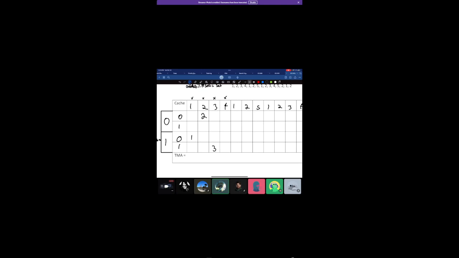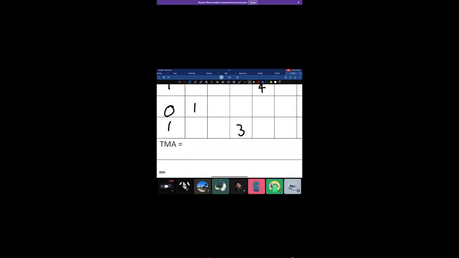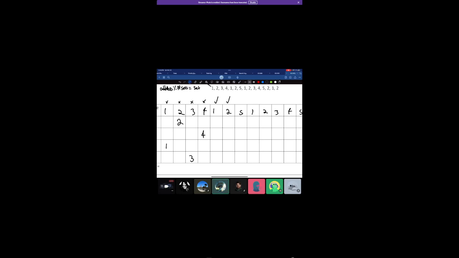4, we get a miss. 4 mod 2 is 0, so the next available position in set 0 is index 1. It goes right there. Then we get another 1, but that's a hit because we go to set 1 and check if 1 is in there. It is, so it's a hit. 2 is a hit, and then we get to 5 and that's a miss.